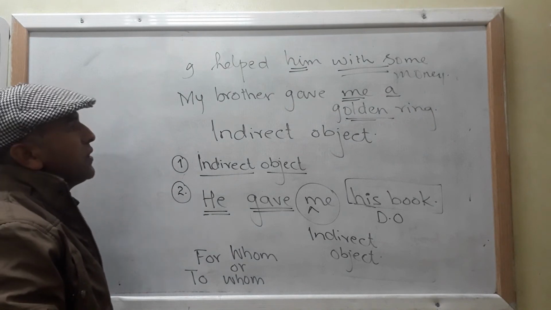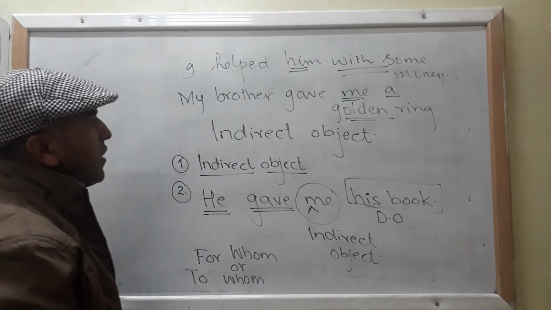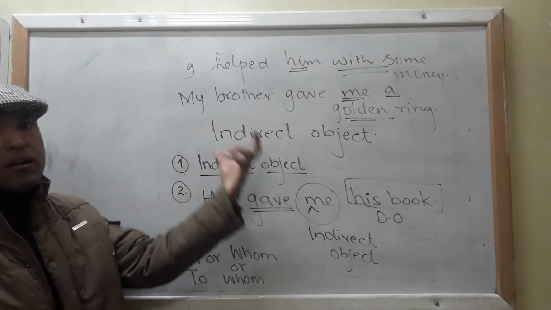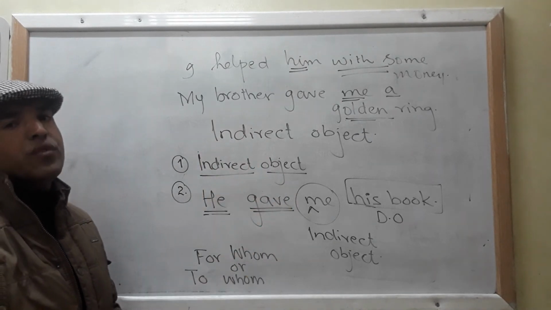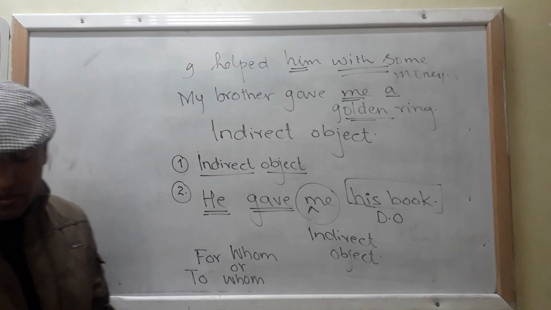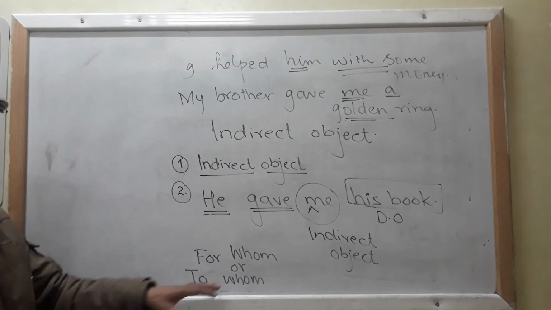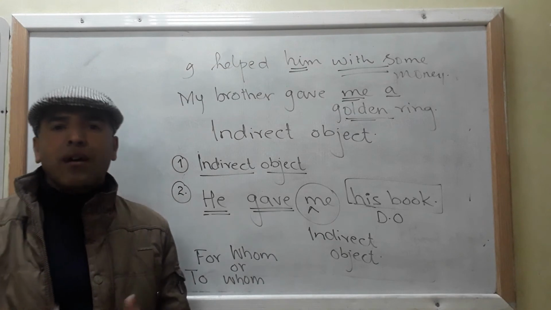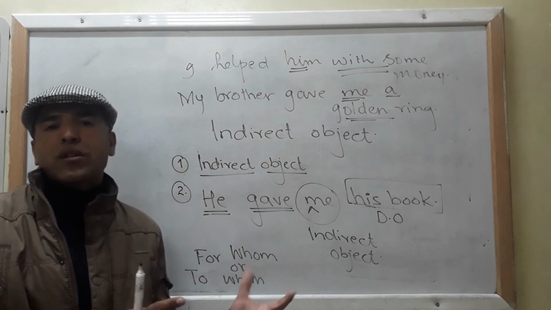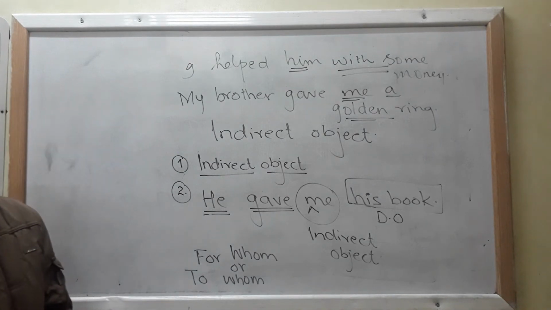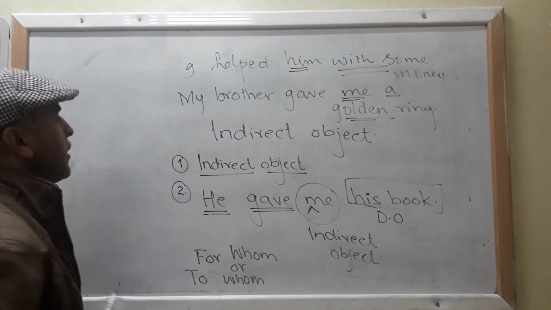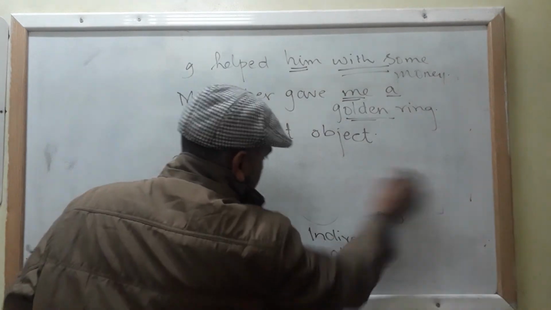So I hope that I have been successful in making you understand the topic, what we mean by direct and indirect object. It's very easy if you follow the process of putting the question of what or whom, to whom or for whom the action of the verb has been done. Let me give you another example.